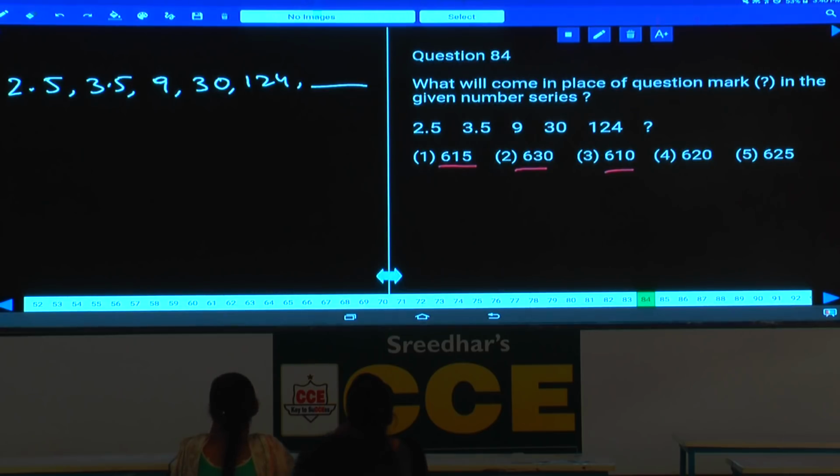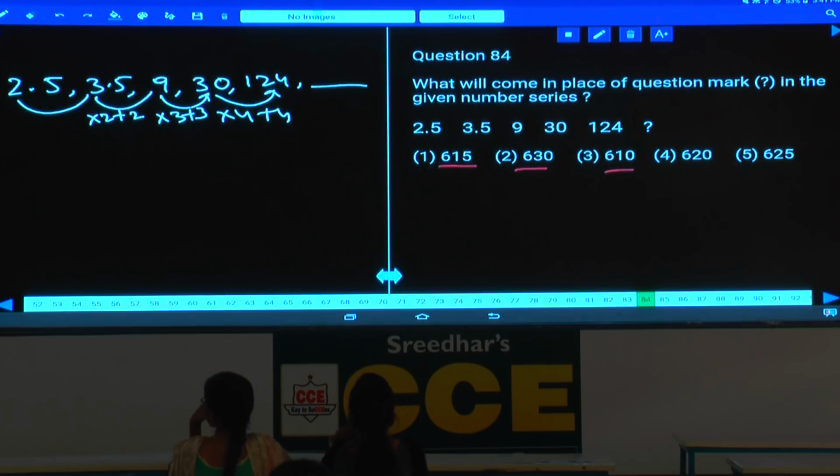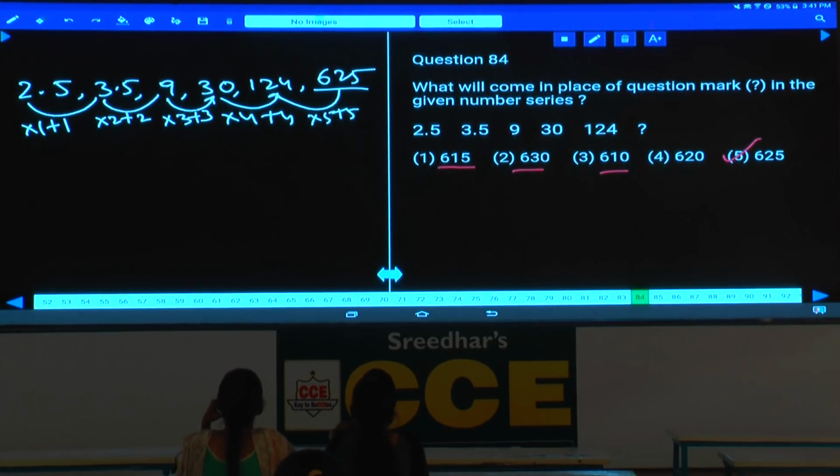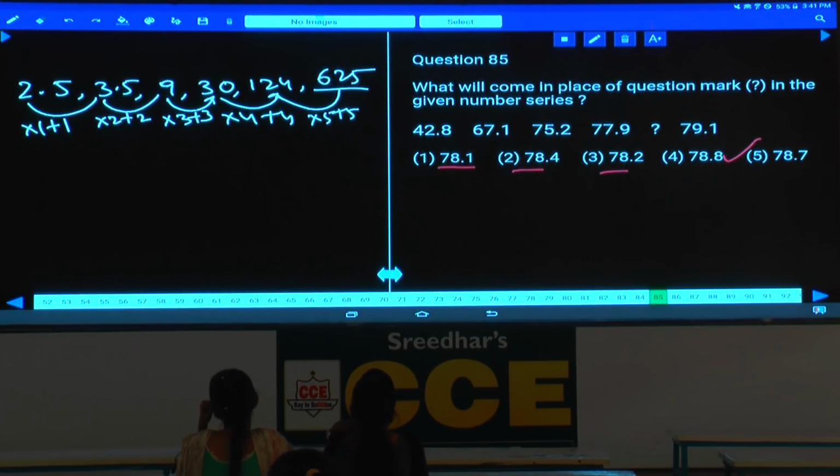Again, in the case of combination, we should always check the highest pair. Now 30 and 124 can be written as 30 into 4 plus 4. Then 9 and 30, 9 into 3 plus 3. Next, 3.5 into 2 is 7 plus 2 is 9, and 2.5 into 1 plus 1 is 3.5. And the next one must be into 5 plus 5. What is into 5? 620 plus 5, 625, choice 5. Question number 84, choice 5.